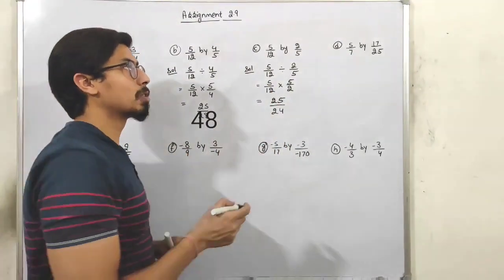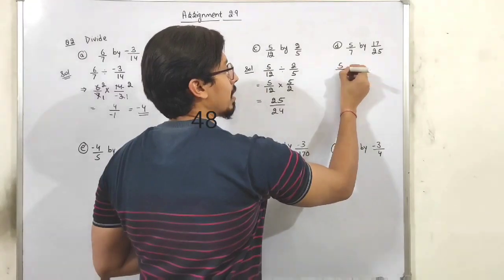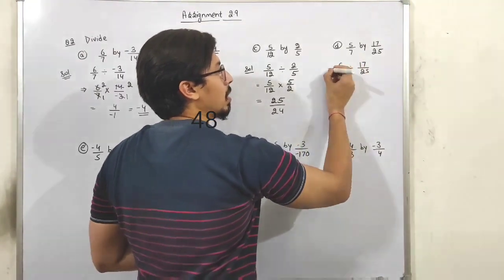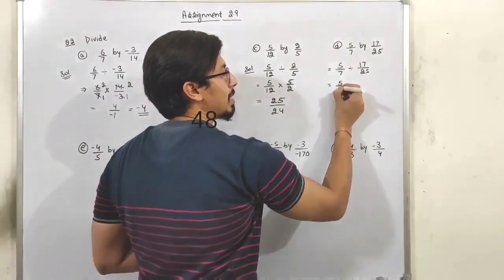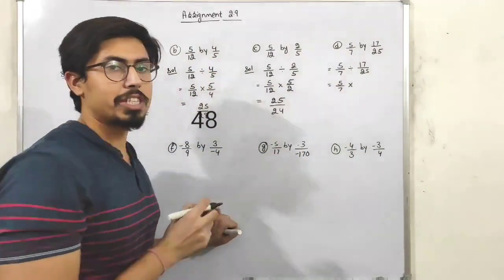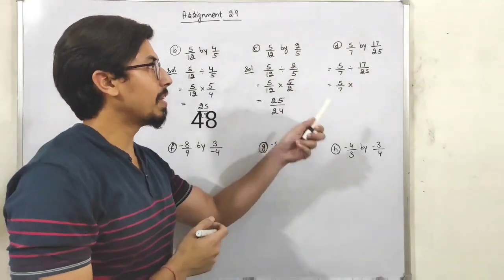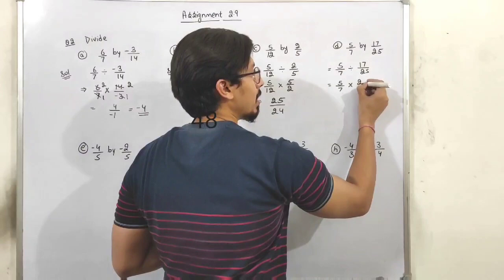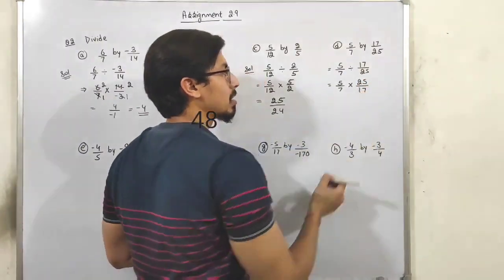Okay, now in our next part, 5 by 7 divided by 17 by 25. So we can write it as 5 by 7. Replace the division sign with a multiplication sign. So 17 by 25 will get reciprocated. It will be 25 by 17, students.